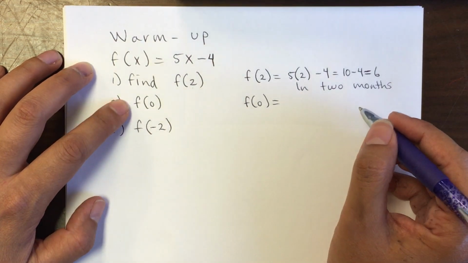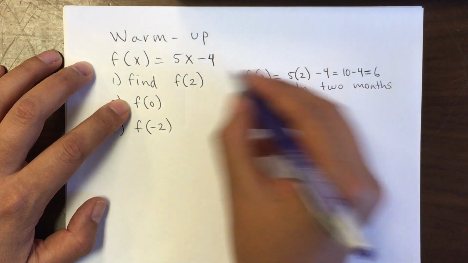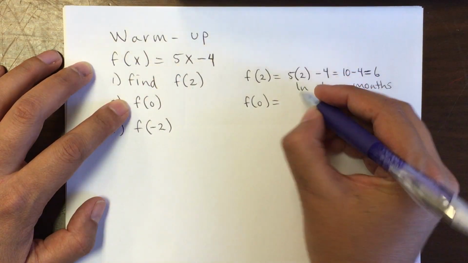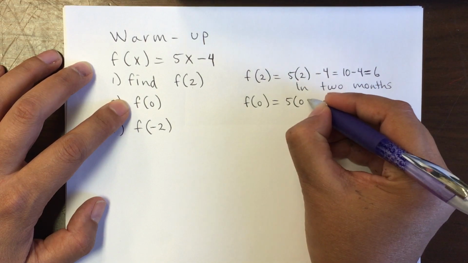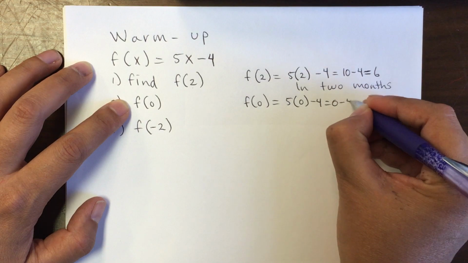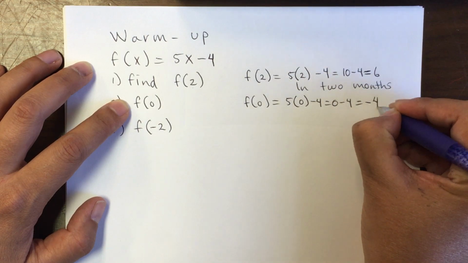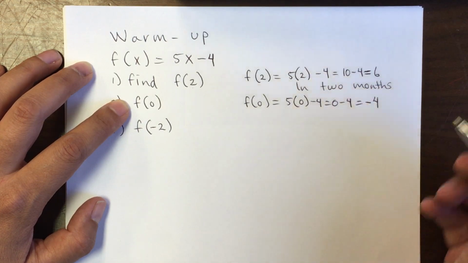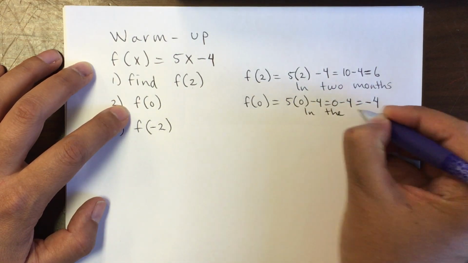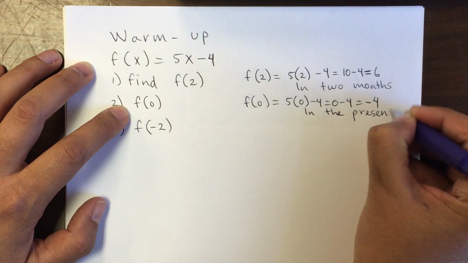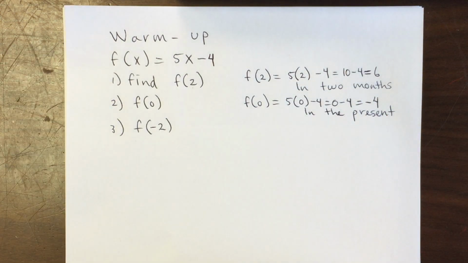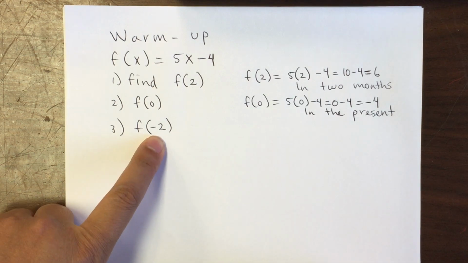F of 0 is what I'm going to have in the present. So if I replace the x with 0, that means 5 times 0 minus 4. 5 times 0 is 0, minus 4, which is equal to -4. And here it means in the present. And what happens in the present? I owe $4.